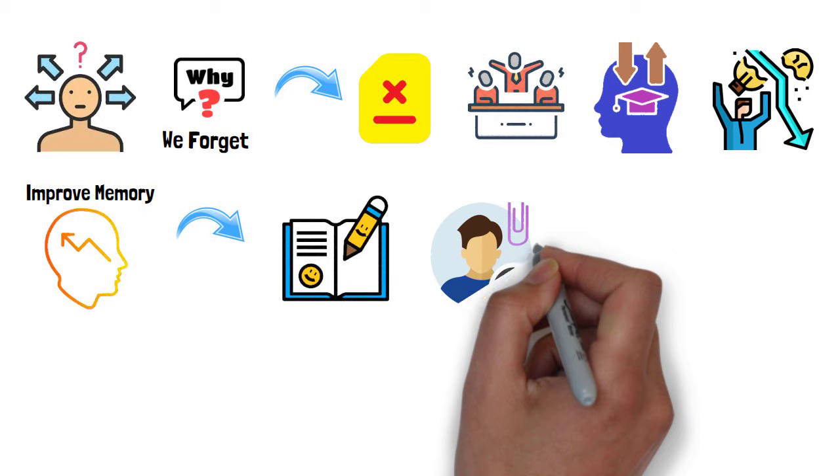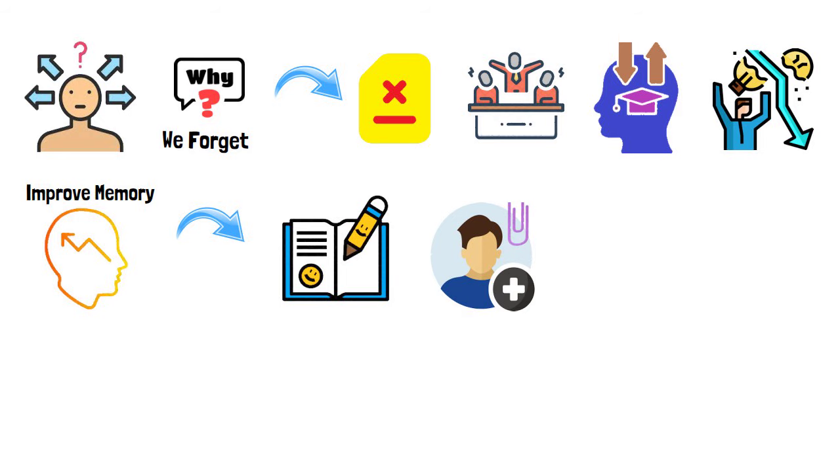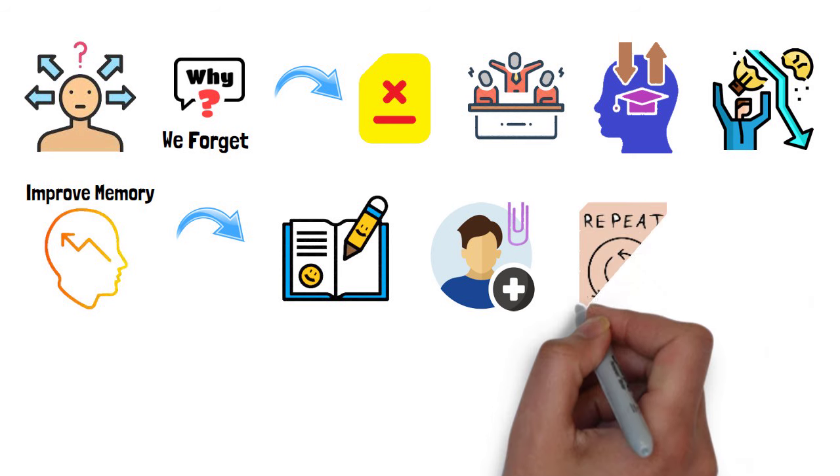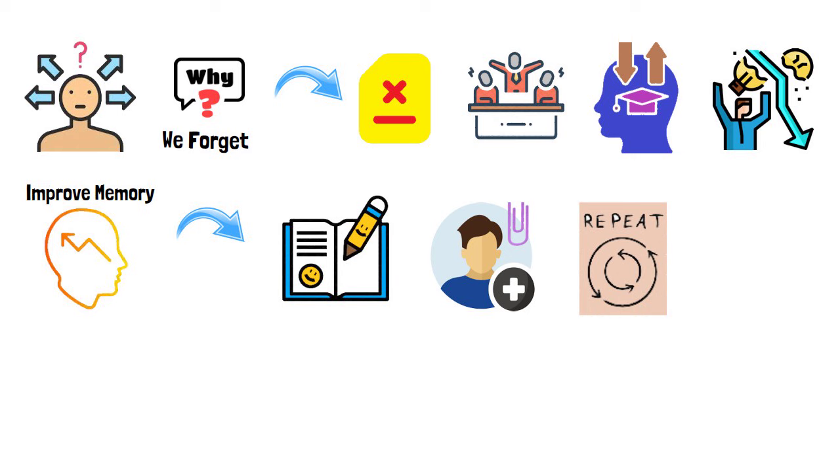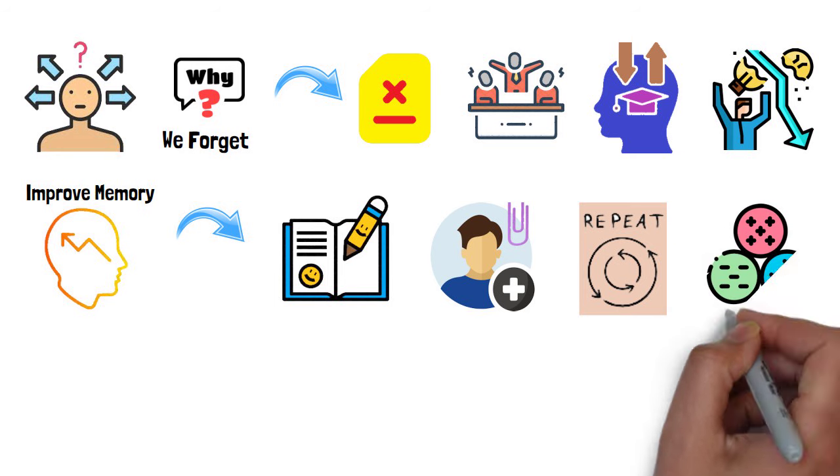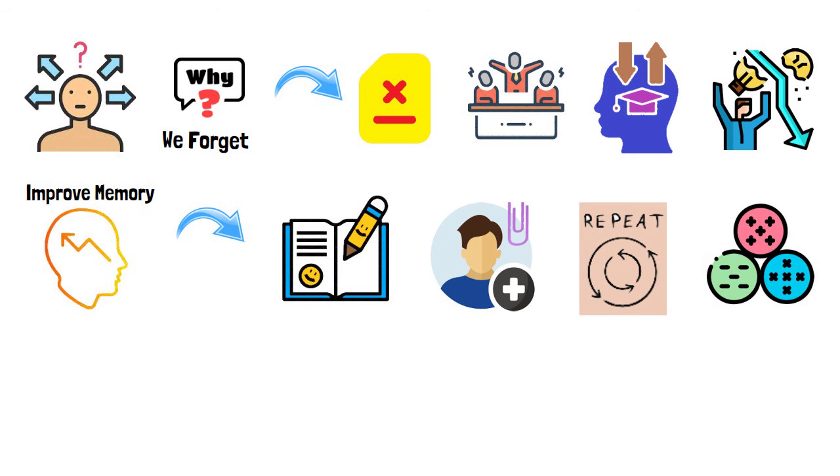2. Attach meaning to it. You can remember something more easily if you attach meaning to it. For instance, if you associate a person you just met with someone you already know, you may be able to remember their name better. 3. Repeat it. Repetition helps the memory become encoded beyond your short-term memory. 4. Group it. Information that is categorized becomes easier to remember and recall.